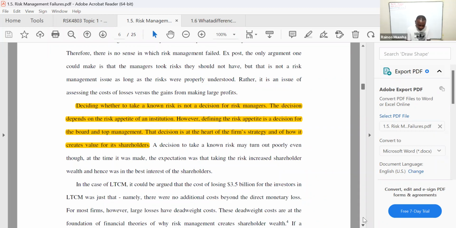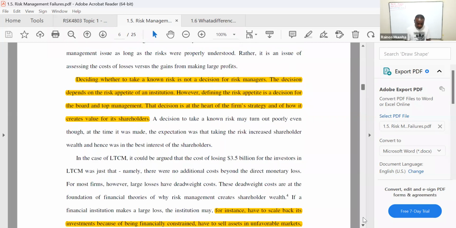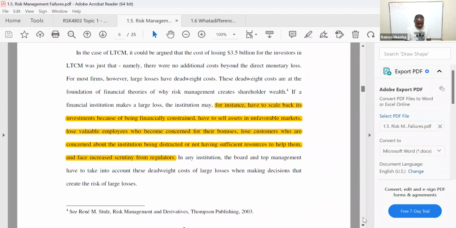However, defining the risk appetite is a decision for the board and top management. So that decision is at the heart of the firm's strategy and of how it creates value for its shareholders as well. Then they also say, in this case, for instance, we have to scale back.